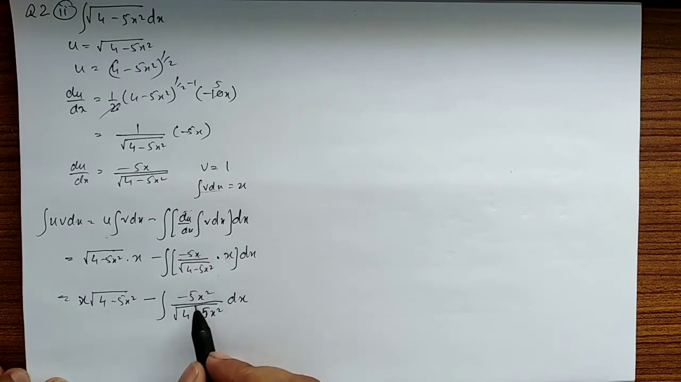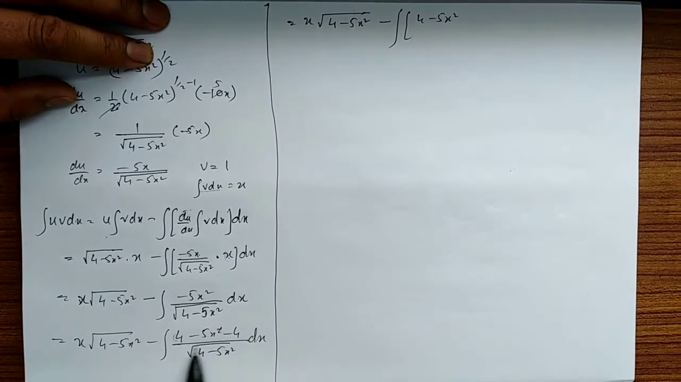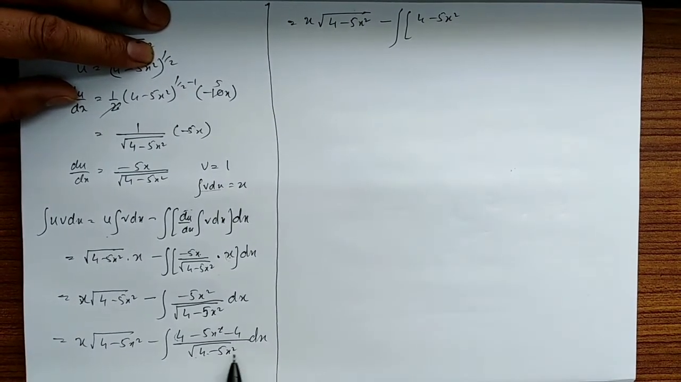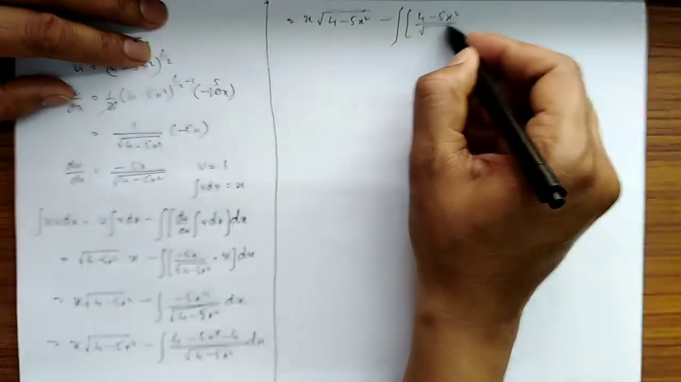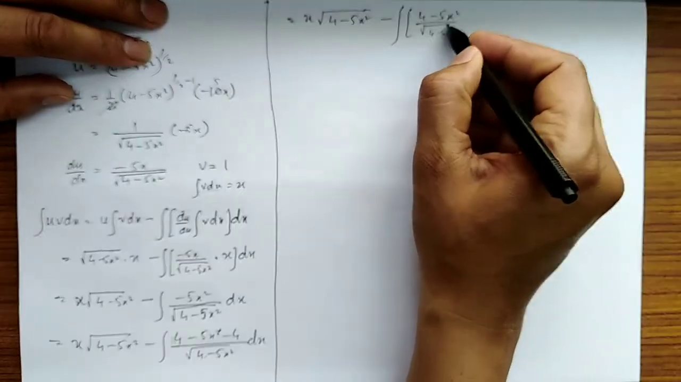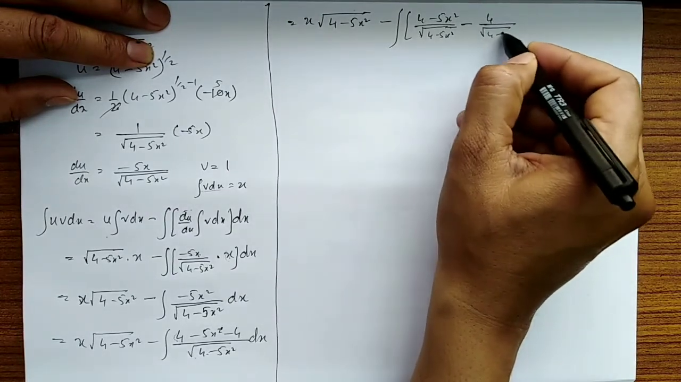We got minus 5x square, and we have to do some other mathematics over here. We have to add and subtract 4 in the numerator. So what happens when we add and subtract 4 in the numerator? You get this part, and we are going to separate this part for the denominator and this one, breaking the denominator for each part, that is 4 minus 5x square minus 4 upon root of 4 minus 5x square.